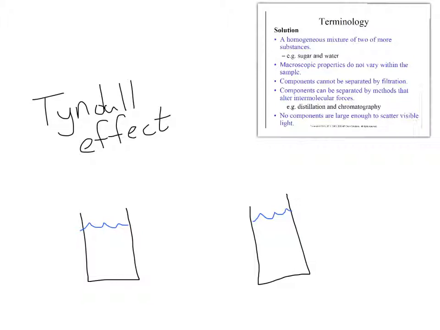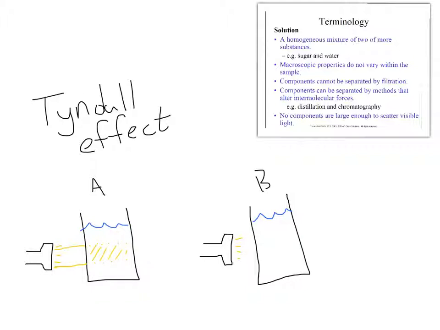What that means is if we take two solutions, we'll call this solution A and solution B, and we shine a light through them. When light hits a heterogeneous mixture or suspension, the little particles in there will actually scatter light, which means the light is going to bounce off those tiny little particles. As a result, when that light shines through the glass, we would actually see that beam of light passing through the glass. And so you could see it inside there.